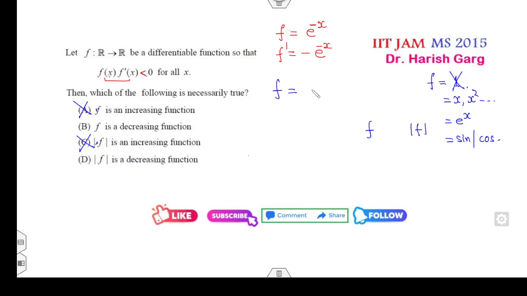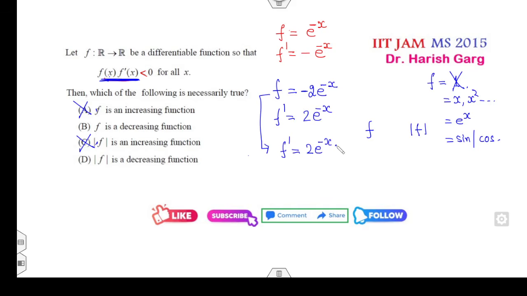What is the difference between the two? If I attach a negative constant with this, fine. So what is the f dash? f dash is 2 into e raised to power minus x. Again, f into f dash will be satisfied. But you can see whether it's decreasing. What is the f dash? It's plus 2 e raised to power minus x. Sorry, f, yes, f dash.